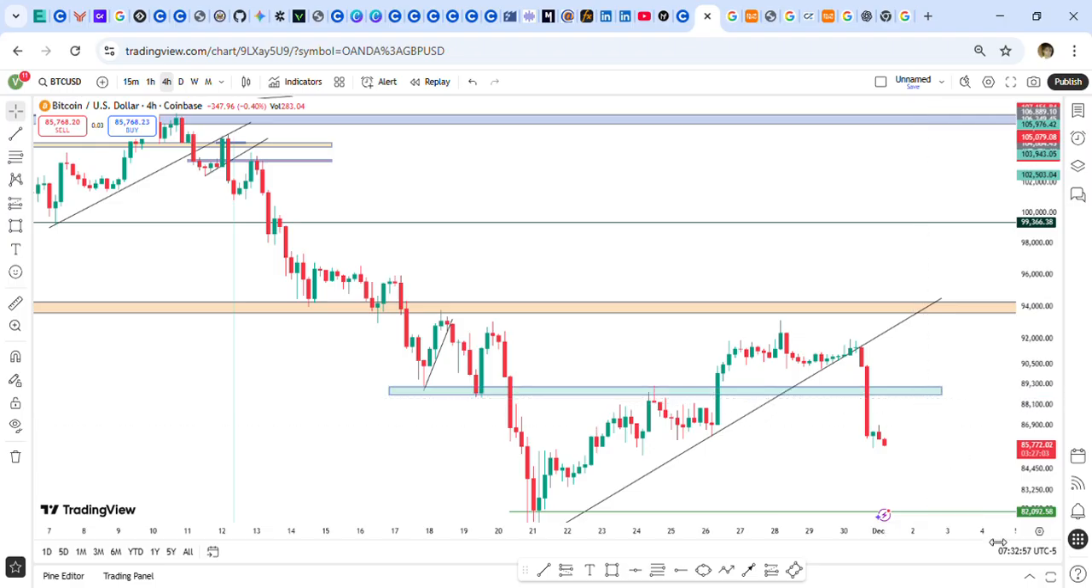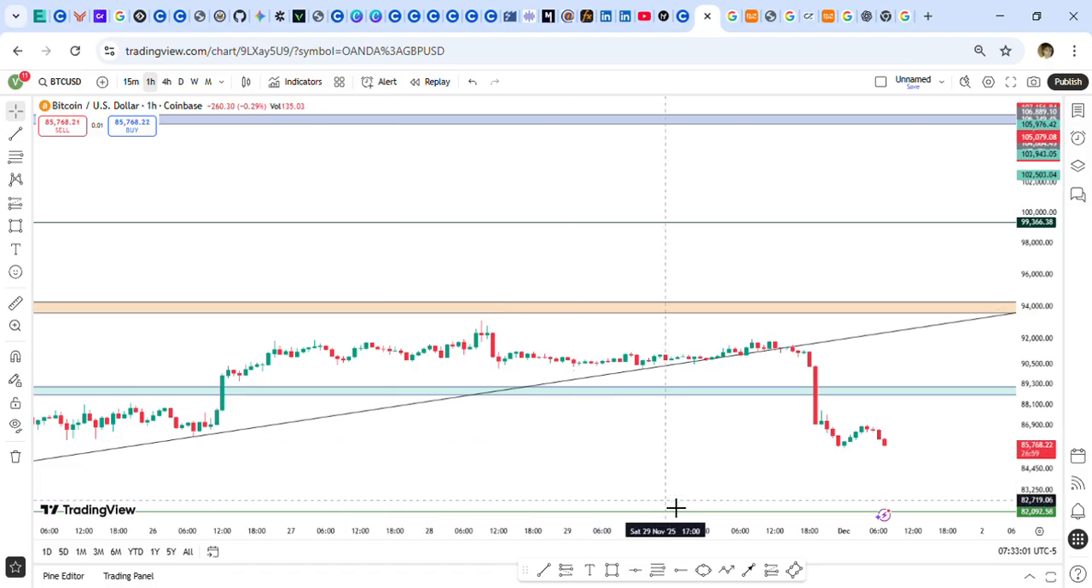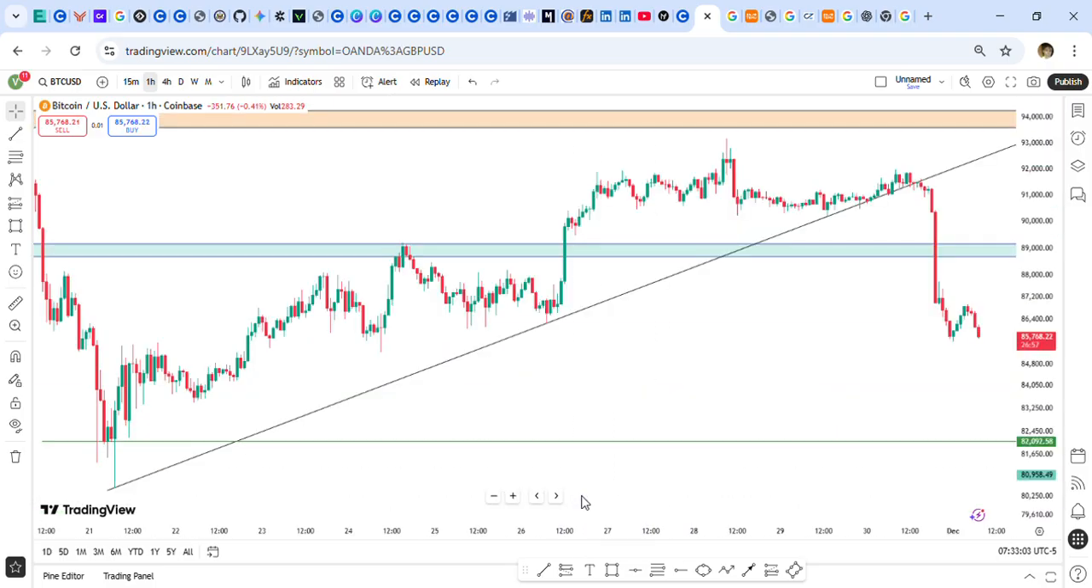After the retest, we short the market. If you go to the 1 hour time frame, wait patiently for the retest.